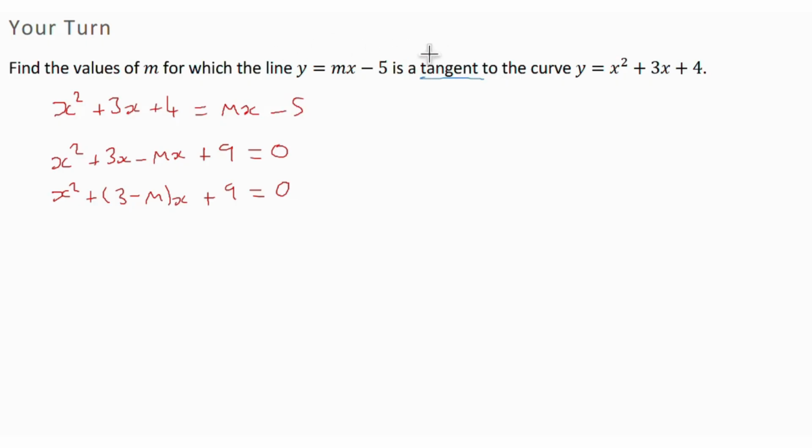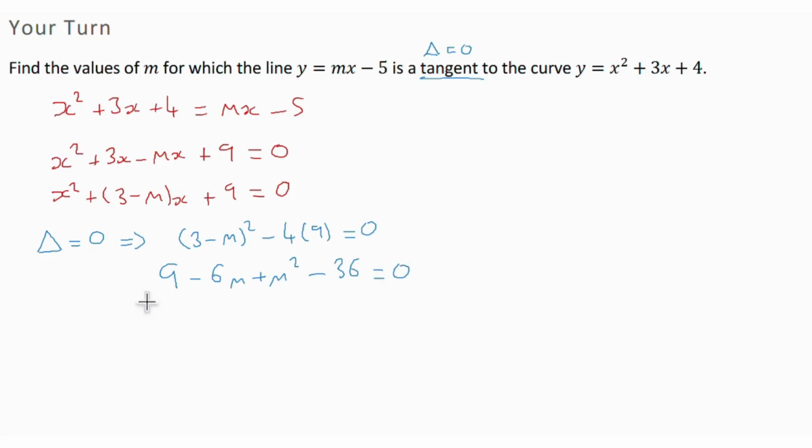Now, because it's a tangent, we know that the discriminant is equal to 0 because they only intersect once. So because the discriminant is equal to 0, we get the discriminant is (3 minus m) squared minus 4 times 1 times 9 is equal to 0. Expanding this, we get 9 minus 6m plus m squared minus 36 is equal to 0.